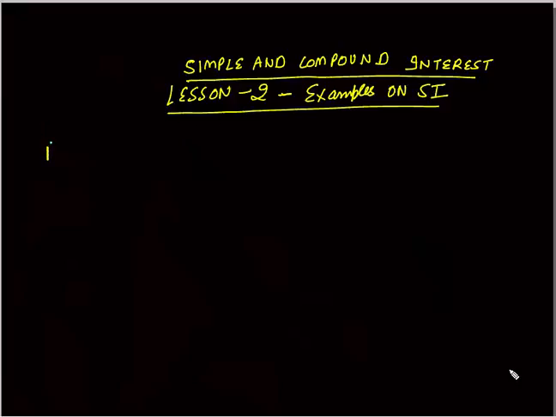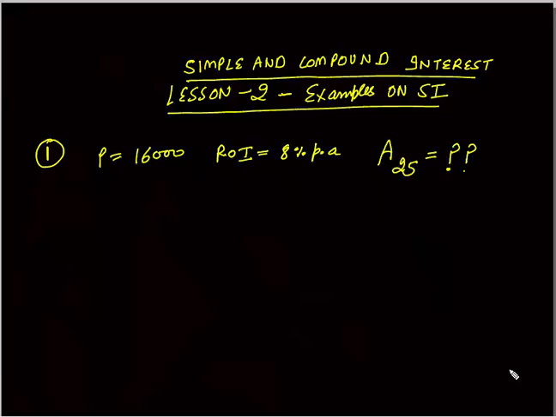First example I'm going to take. Let's suppose that the principal is given to you as 16,000. Rate of interest is, let's say, 8% per annum. You need to calculate A25, that is the amount after 25 years. A25 means amount after 25 years.